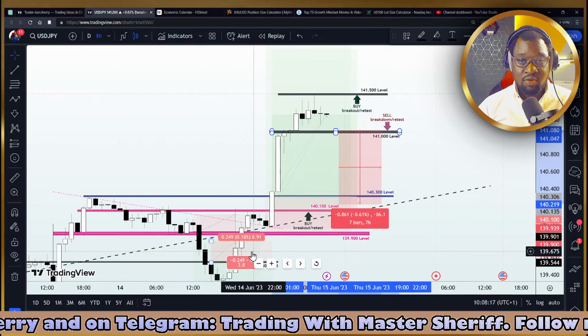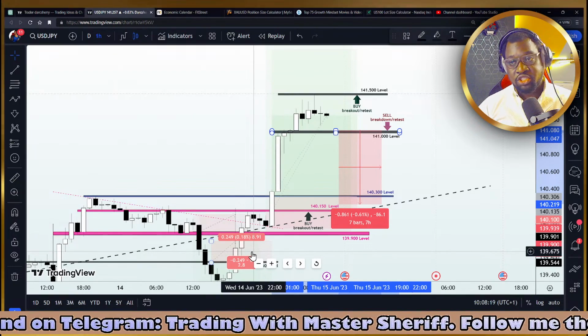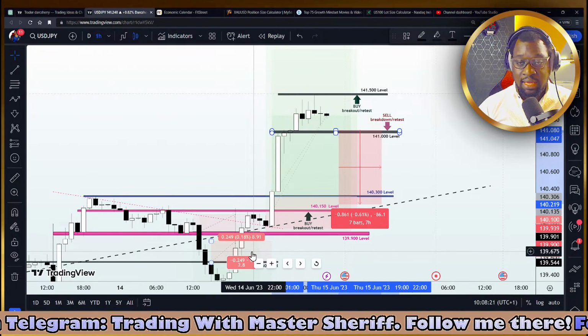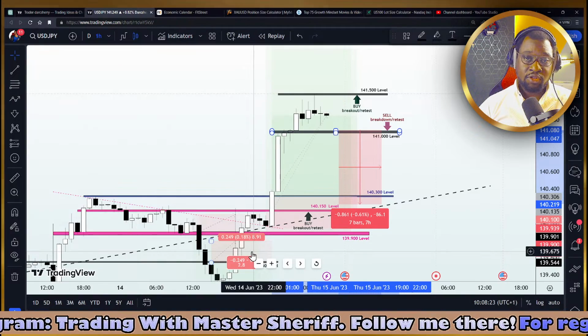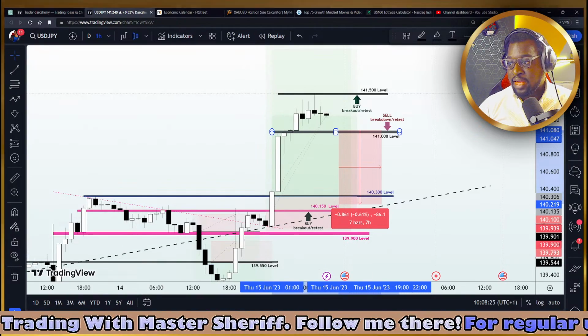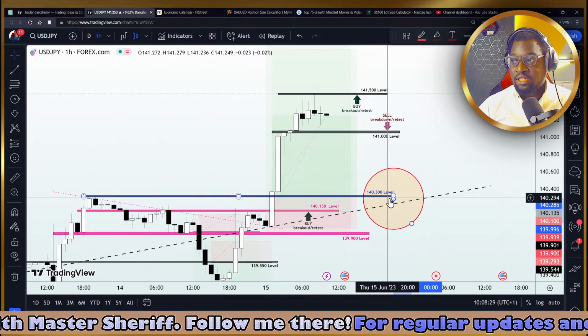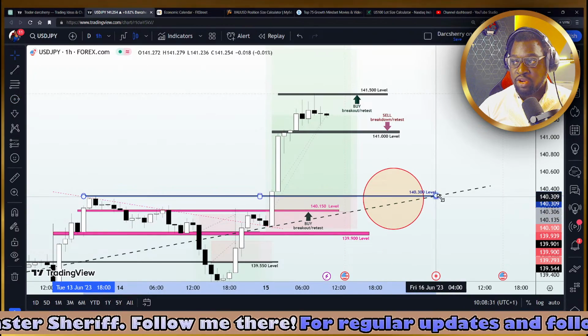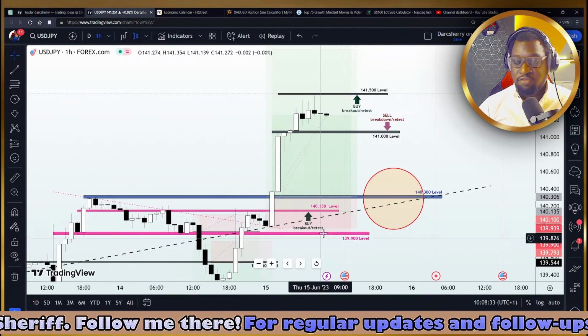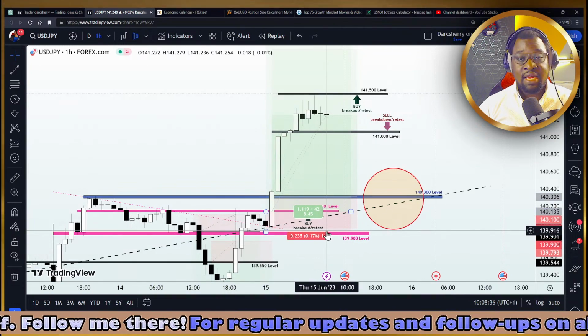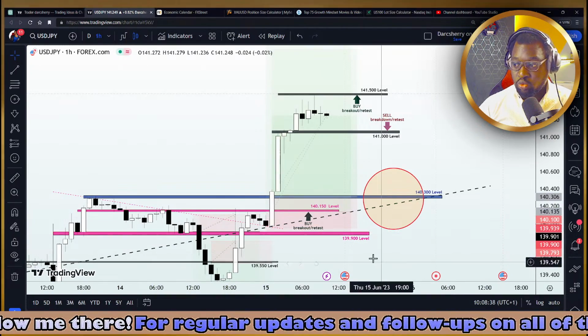But if you are not a scalper and you are not a counter trend trader, I would just advise that you stay clear of the breakdown retest of the 141 level and just come here to wait to see how price action will be reacting to that 140.300 level, which also shares a confluence with a trend line to decide what our next line of action will be.